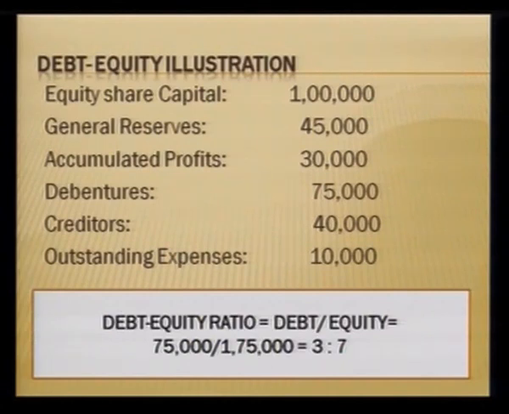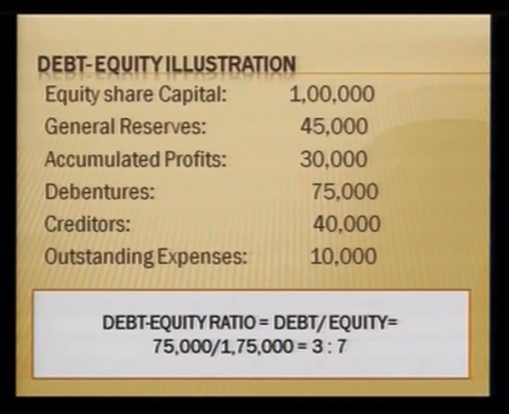The creditors and outstanding expenses are current liabilities, so we will not include them as a part of our debt. So, debentures account for only 75,000. So, debt means 75,000, which turns out to be our numerator, and equity will include the sum total of equity share capital, general reserves and accumulated profits, and in all they constitute 1,75,000. So, our ratio turns out to be 0.43:1.